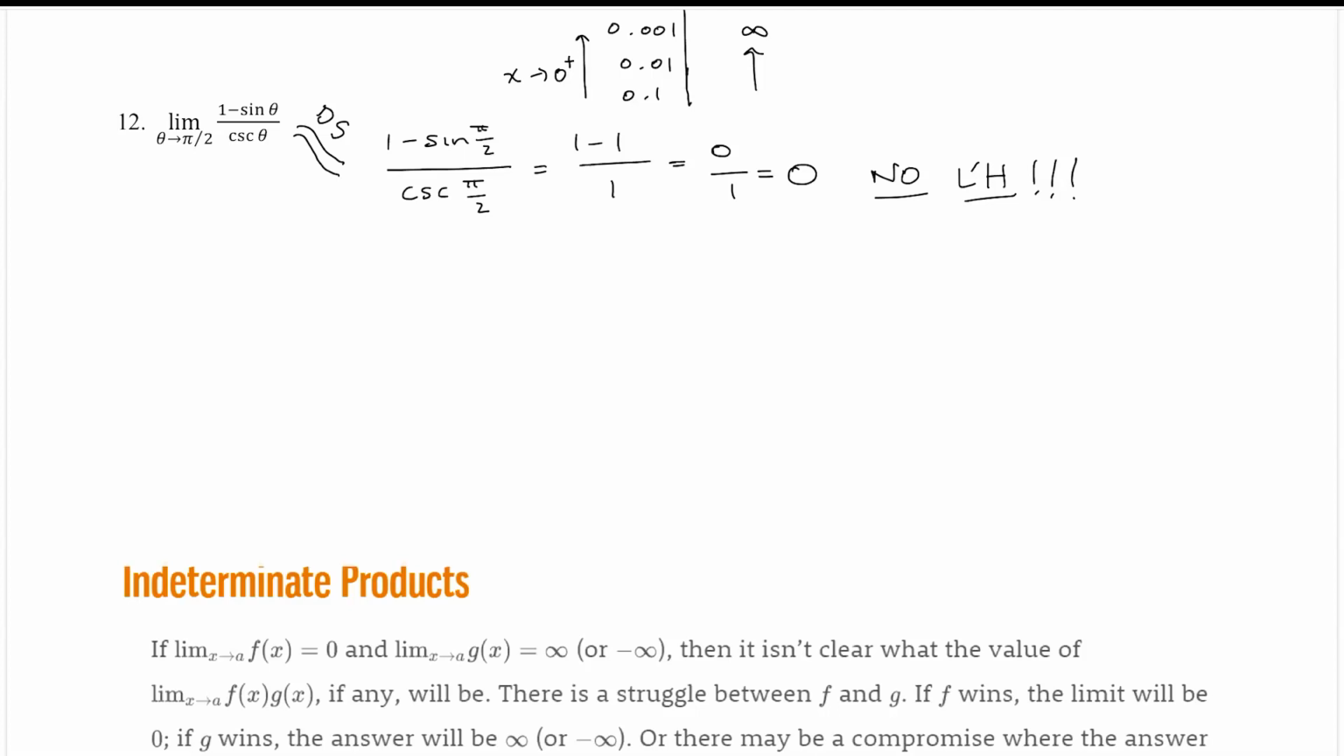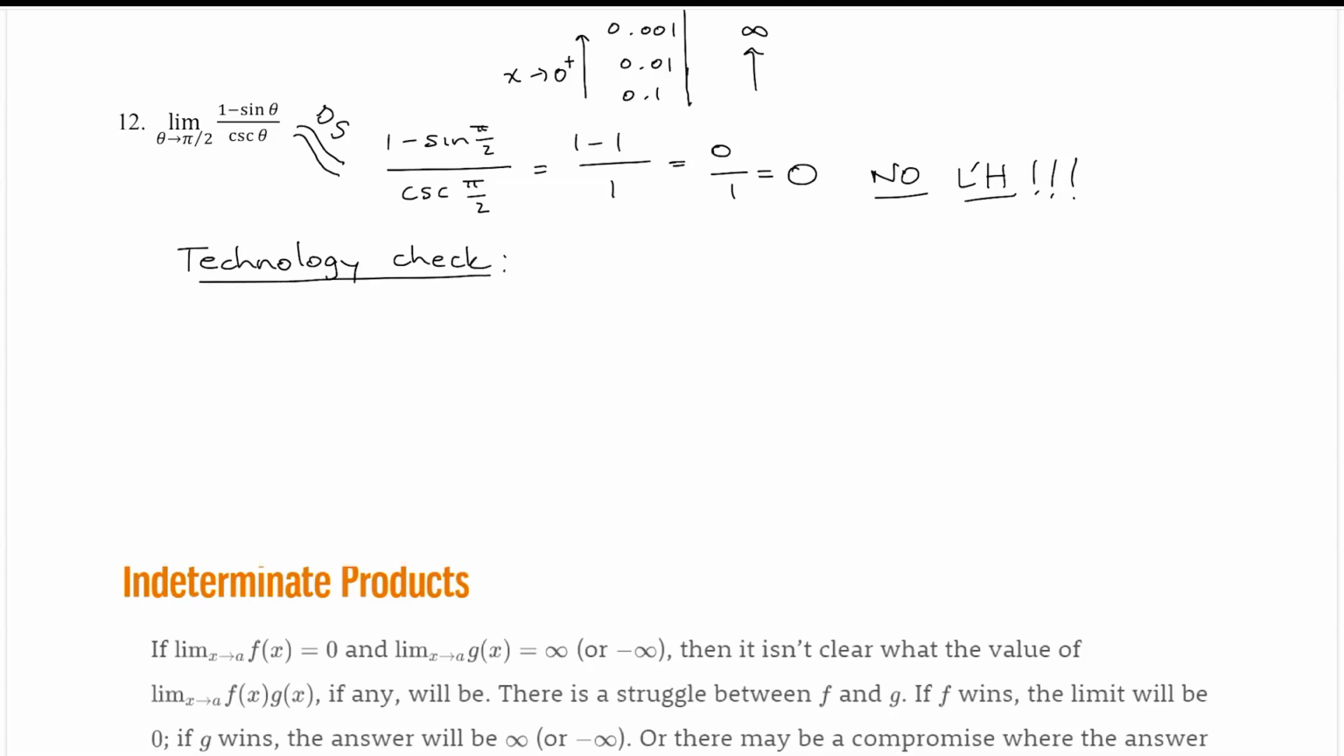No L'Hopital's rule. So again, just a reminder, first thing you should do is try direct substitution and show your work for that. And if you don't get one of those indeterminate forms of 0 over 0 or infinity over infinity or 0 times infinity or infinity minus infinity, then there's no reason to use L'Hopital's rule, and it could give you, in fact, the wrong answer.